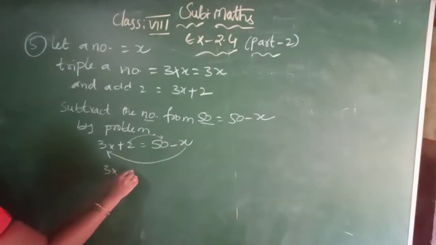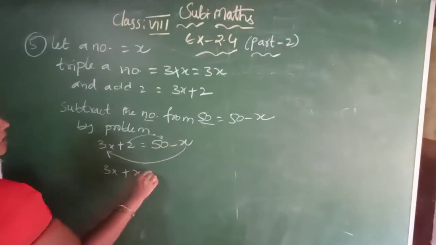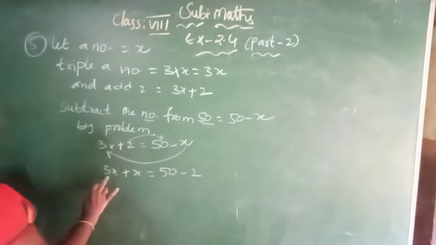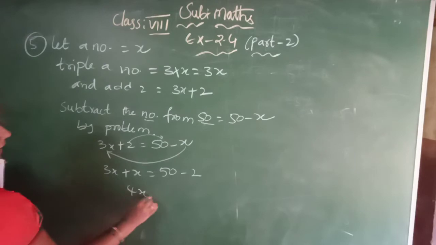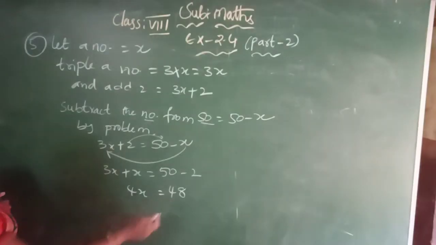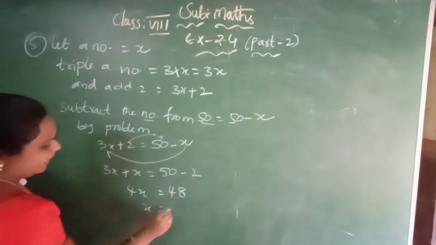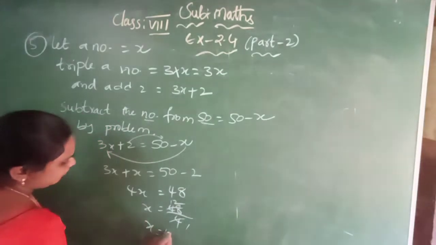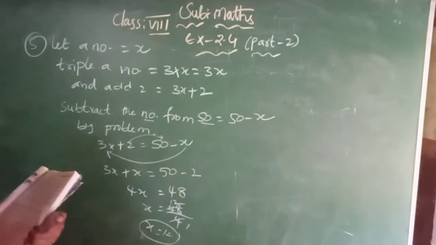So 3x plus x: minus x will become plus x, and 50 plus 2 will become minus 2. So 3x plus x is 4x, and 50 minus 2 is 48. So 4x is equal to 48. x is equal to 48 by 4. 4 twos are 8, 4 twelves are 48. x is equal to how much? 12. x is equal to 12.